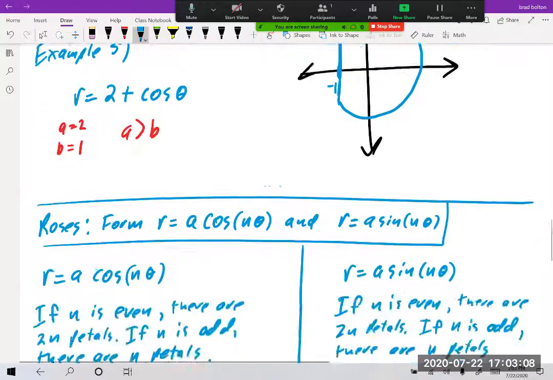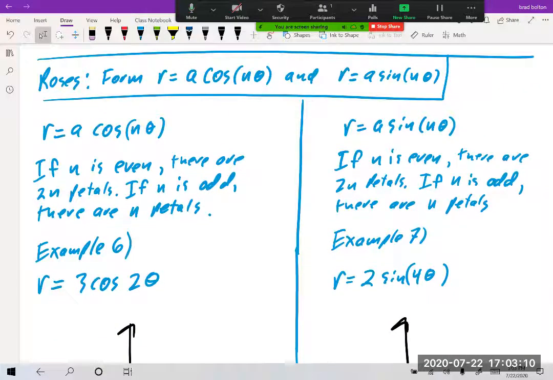So now the coolest one is the rose petal. Well, I guess the limacon is pretty good too. So let's look at the roses. Roses have the form r equals a cosine of n times theta, so they have something inside with the theta, or r equals a sine of 2 theta. It does something totally different to the graph.